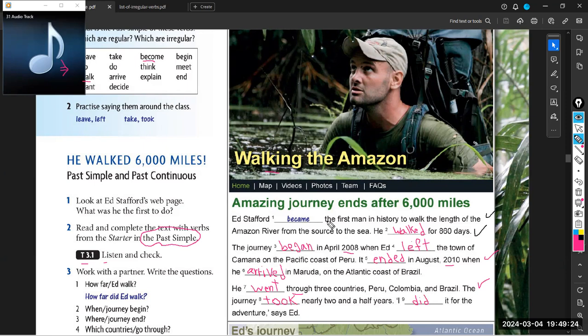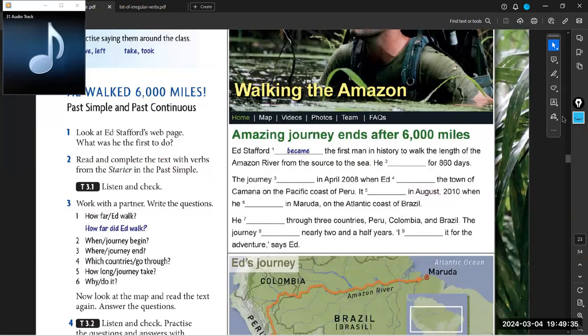So this is it. Notice till now everything happened in the past and finished in the past. Okay. Now let's try to ask a few questions about the story that we have just read. If I want to say how far Ed walked, I have to say how far did. Don't forget that in asking questions, if you remember in the present time, we have to use do, does. And because here it is in the simple past, we have to use did. So how far did Ed walk?